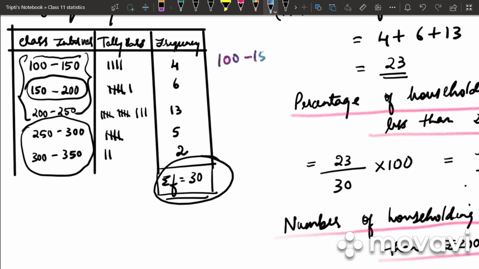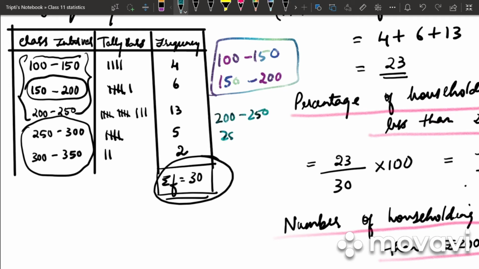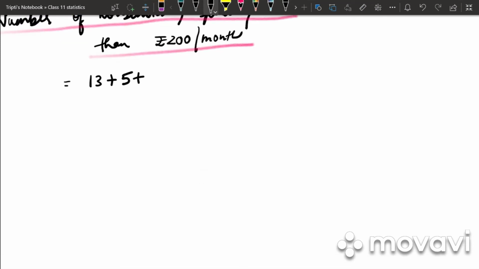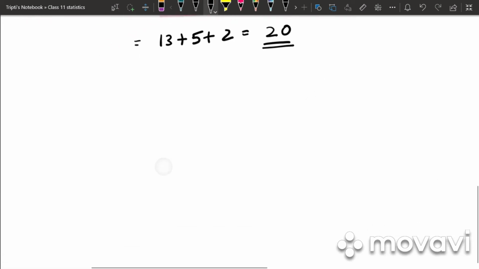So our first class interval is 100 to 150. Then we have 150 to 200. So all this is less than 200. So how many will be more than 200? The class intervals from 200 to 250, 250 to 300, 300 to 350. So it is 13 plus 5 plus 2. All you need to see is the frequencies above 200. So we get 20.